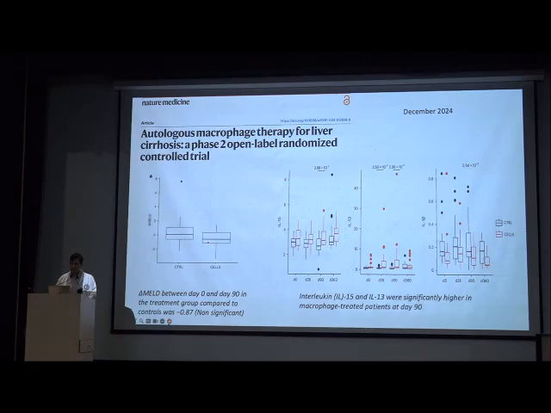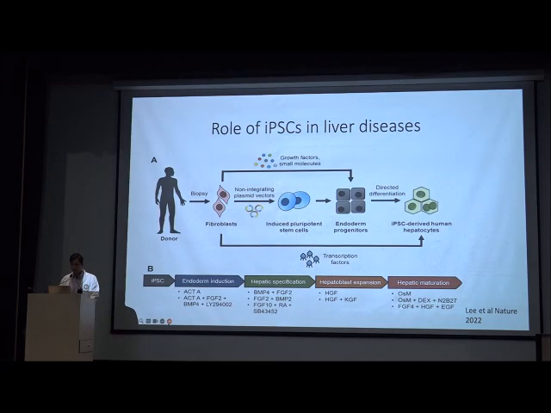What they looked at was the delta MELD change from day 0 to day 90. They found that there was no significant difference in the change of MELD score between day 0 and day 90. However, they did find that the interleukin levels were significantly higher in the macrophage-treated group at day 90. So even though it was a very short-term trial, only to day 90, they showed a slight increase in the interleukin levels, but it did not have much effect on either the MELD score or the liver disease progression. There is still a lot to be done in this group of patients.